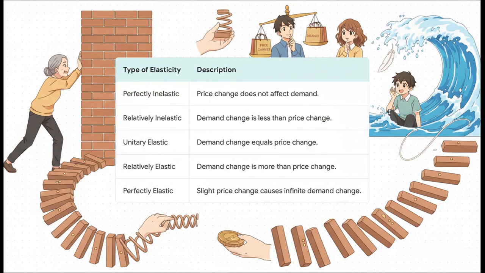Now, what's really cool is that elasticity isn't just a simple yes or no thing. It's a whole spectrum. On one end, you've got perfectly inelastic demand. Think of this like a brick wall. No matter how much the price goes up or down, demand doesn't budge. Then, way over on the other end, you have perfectly elastic, which is like a feather in a hurricane. The teeniest, tiniest change in price causes a massive reaction. And of course, right in the middle, you have all these other flavors that describe pretty much everything we buy.